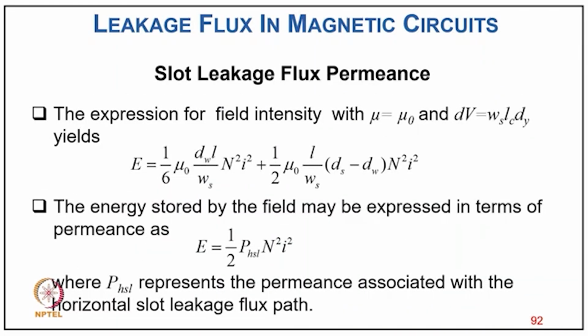So the expression for the field energy, with mu equal to mu0 and dV equal to Ws Lc dy, yields half times 1/6 mu0 dw L/Ws N squared I squared plus half mu0 L/Ws (ds minus dw) N squared I squared. So energy stored by the field may be expressed in terms of permeance as half Phs N squared I squared, where Phs represents the permeance associated with the horizontal slot leakage path.